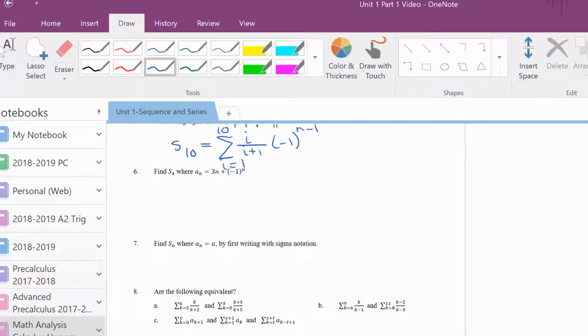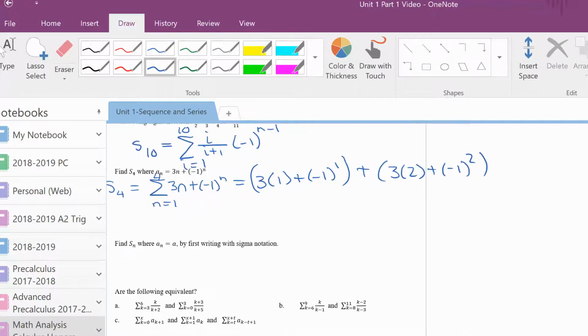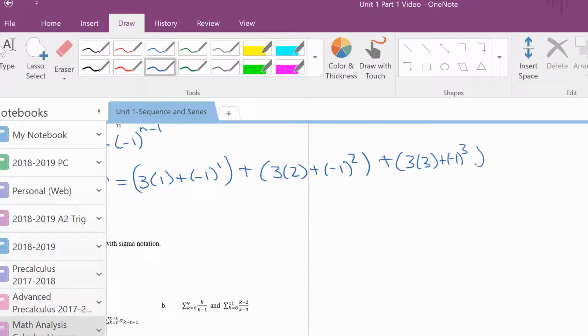Now it wants you to find the sum of the 4 terms, where the rule is 3n plus -1 to the n. So we start with n equals 1. It says use the variable n, so we'll use n. We end with 4, because we want 4 terms. And the rule is 3n plus -1 to the n. So we expand that out. We go 3 times 1 plus -1 to the first, plus 3 times 2 plus -1 squared, plus 3 times 3 plus -1 to the third, plus 3 times 4 plus -1 to the fourth. So that's expanded out. Then we have to simplify.